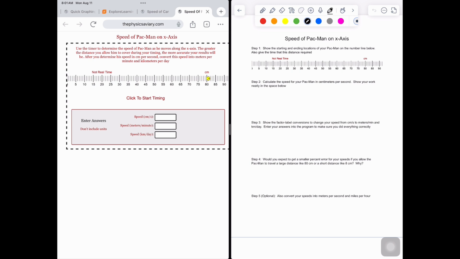All right, so now this one we're gonna be separating our distance and time units into different units, because you can see we're going from centimeters to meters, seconds to minutes, and then eventually kilometers and then days. All right, so it says click to start timing. So if you click on that phrase, that will start the whole button. So what I'm gonna do, I'm just gonna wait until he kind of scrolls back around to maybe about 10, 20, somewhere around there, and then I'm gonna time at a certain distance.